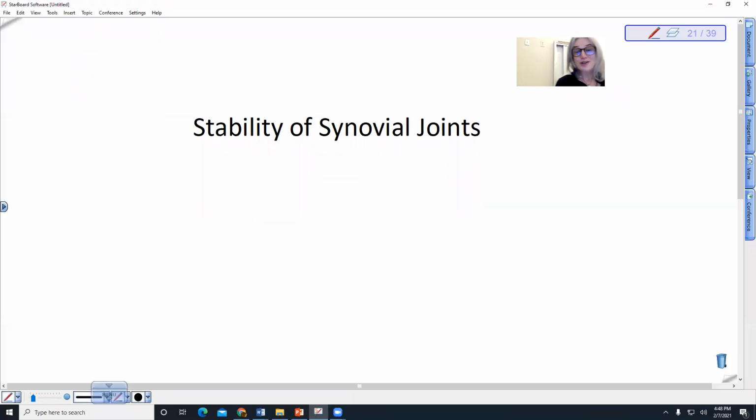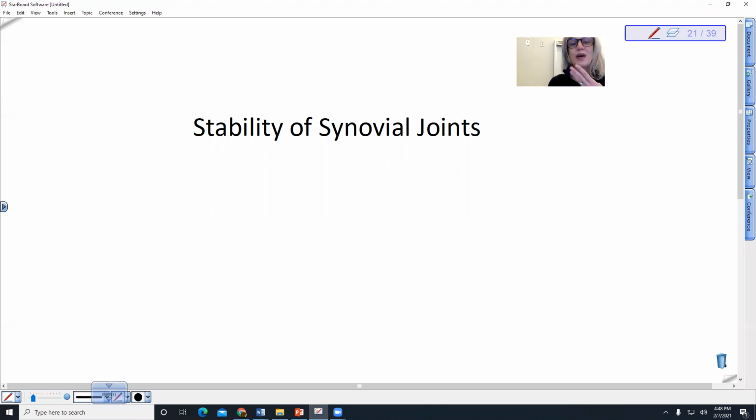So we talked about the structure of the synovial joint. Now we're going to talk about factors that influence the stability. So this is really important. One of the things that we talked about were ligaments, and we talked a little bit about hypermobility. So ligaments can determine how stable a joint is.